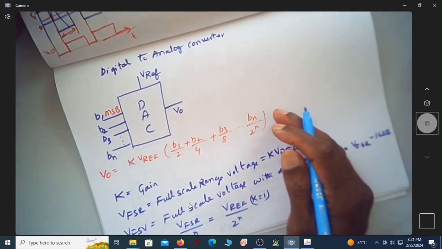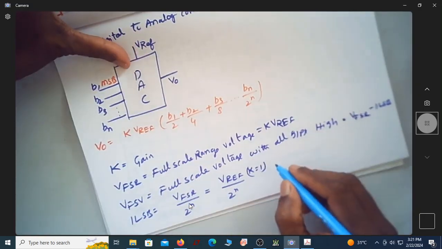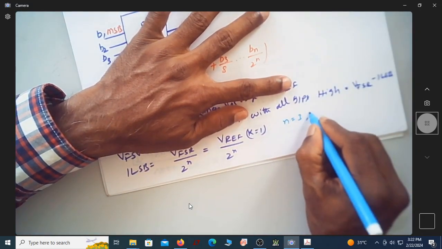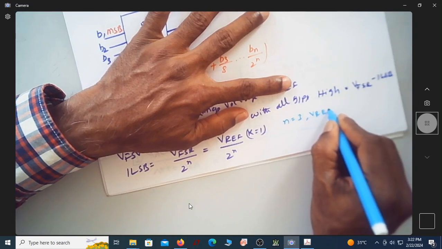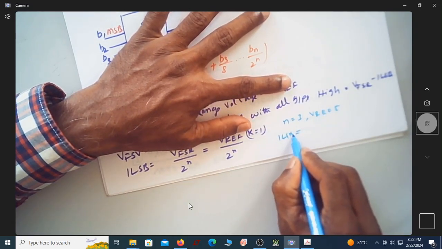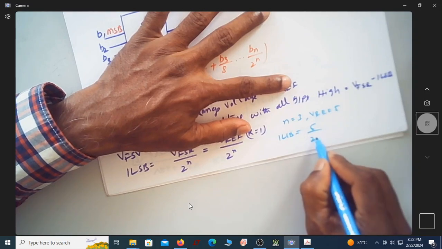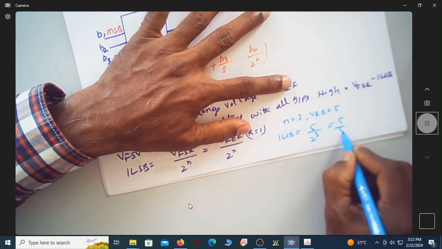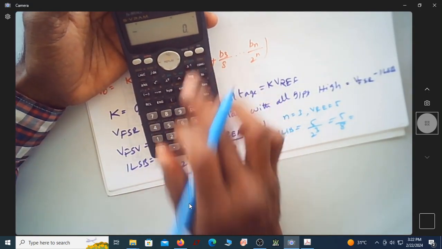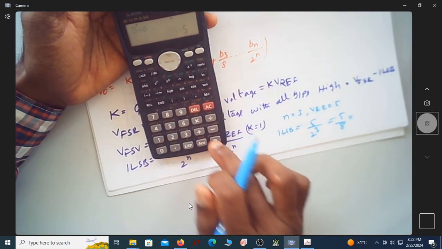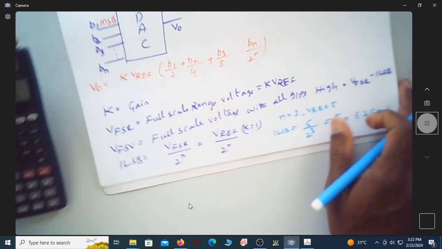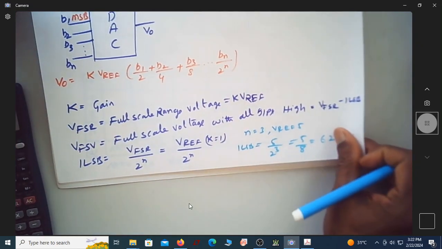So suppose if you take the value of n as equal to 3 and V reference as equal to 5 volt, then 1 LSB will be 5 by 2 power 3, which is 5 by 8, which will be 625 millivolts. So it is 625 millivolt. So this is what is 1 LSB.